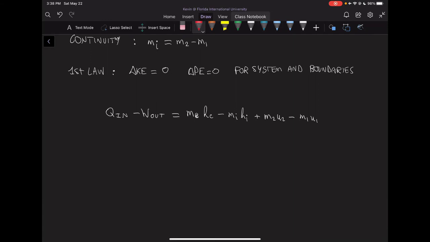So we have this equation, and we now need to figure out what is happening. So the first thing we can do is we can cancel ME, HE because we don't have any mass exiting the system. We only have mass coming into the system. So we can say that Q in minus work out is equal to M2 U2 minus M1 U1 minus MI HI.